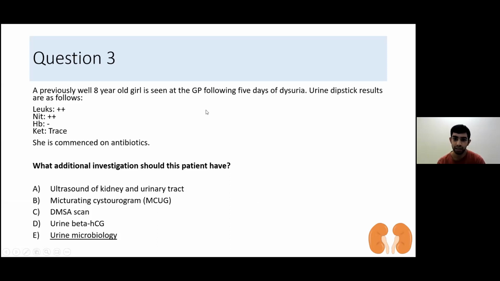Okay. But as the GP did here, they started them off on empirical antibiotics. But what you should ideally do is, with the urine sample you did the urine dip on, send it off for culture. Okay.